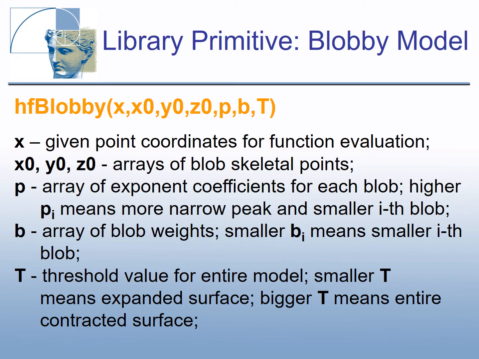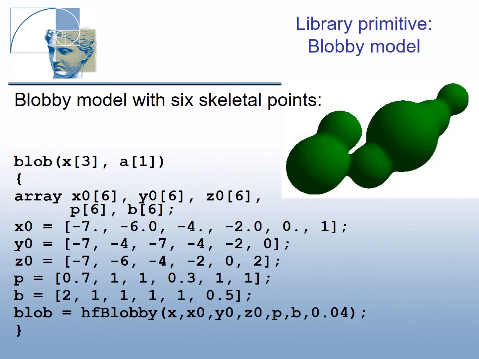T is the threshold value for entire model. Smaller t means expanded surface. Bigger T means entire contracted surface. In this blobby model with 6 skeletal points, we see that first of all necessary arrays are declared. Then values are assigned to them, and the library primitive is called blob.